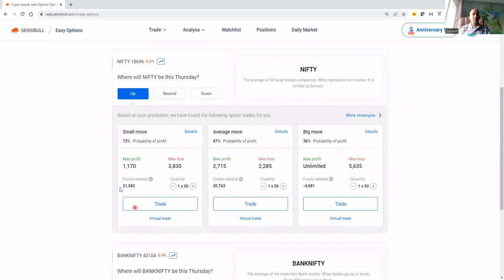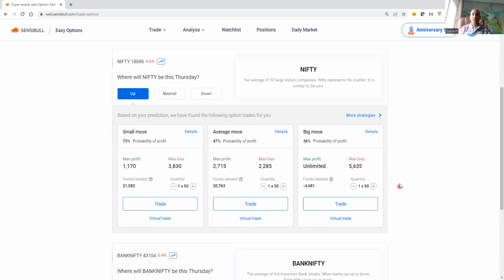So here you see, if it is a small move, it is telling that max profit is 1,170 and max loss is 3,830, and for an average move, there is a max profit and max loss like that. And for a big move, definitely we have to bet for a max profit strategy. Sorry, max profit is unlimited, and max loss would be what? Accordingly, you can take trades based on this.